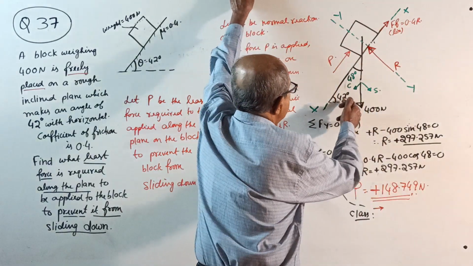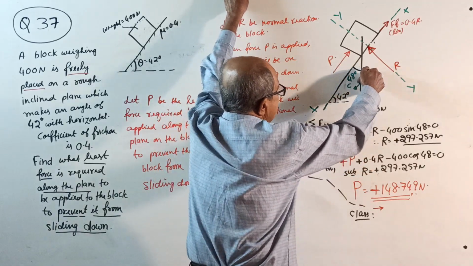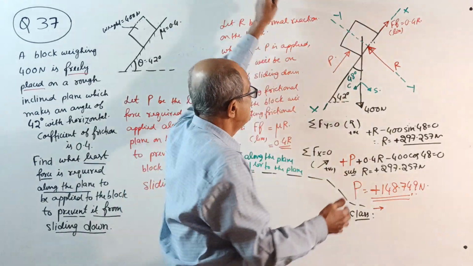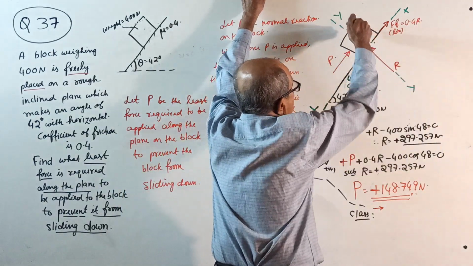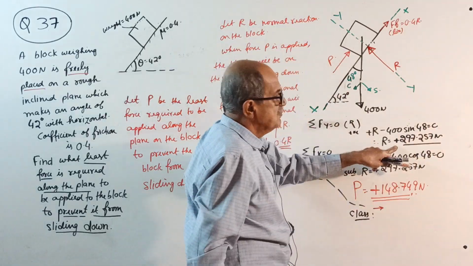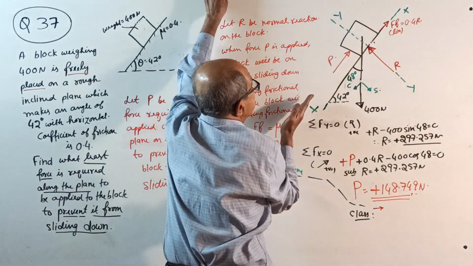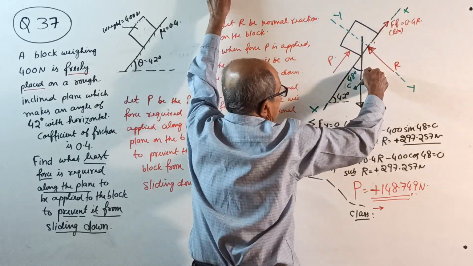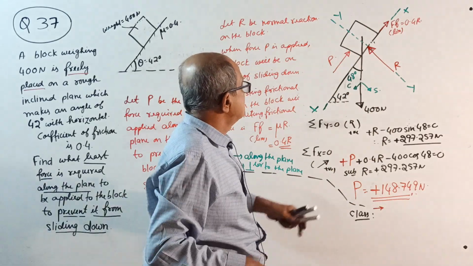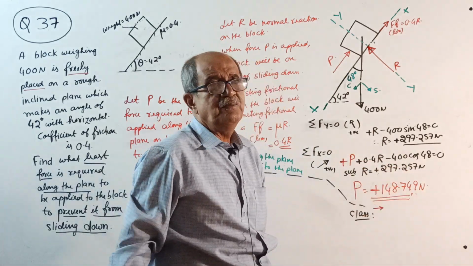See here, it is the same angle as last time. This angle is 48 degrees, if this is 42, then 48 is here, this is cos, this is sine. Everything was explained last time. First sigma Fy equal to 0: plus R minus 400 sin 48 equal to 0. R will come 297.257 Newton. Sigma Fx equal to 0: plus P plus 0.4 R, this is not there, minus 400 cos 48 equal to 0. Substitute R 297.257, you will get P equal to 148.749.